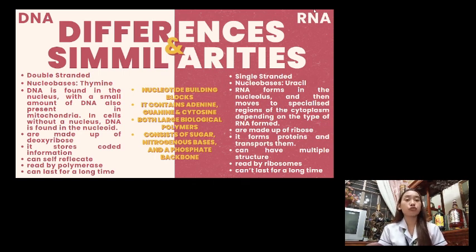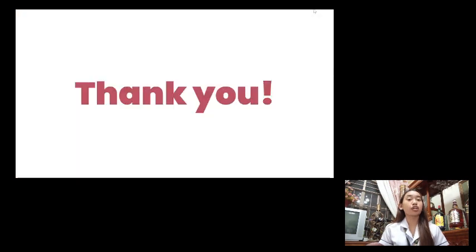So now let's move to the similarities of DNA and RNA. DNA and RNA have nucleotide building blocks. They also contain adenine, guanine, and cytosine. They are both large biological polymers, and both consist of sugar, nitrogenous bases, and a phosphate backbone. And that's all for our report.